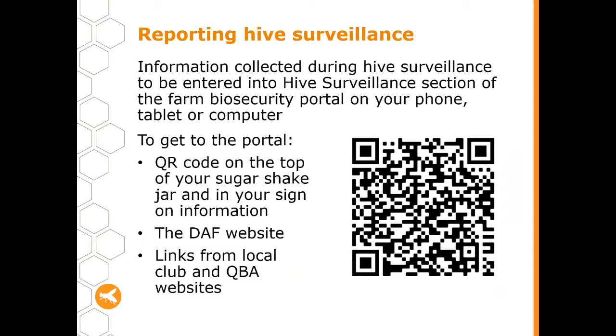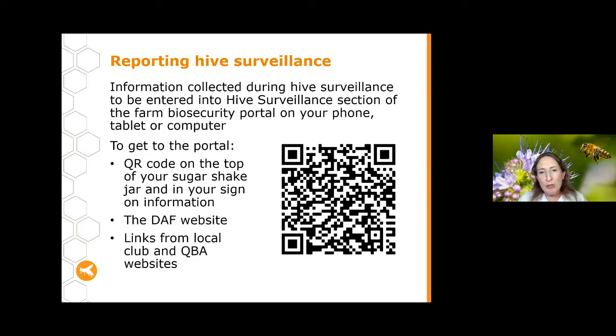Now, what is this online portal? It's part of a larger online reporting tool developed by Biosecurity Queensland, which allows the public to report pests and diseases of plants, animals, insects, a whole range of different things. One of the components in here is this hive surveillance. It lets you report when you undertake surveillance, and if you find a pest of some kind, it lets you report that pest.